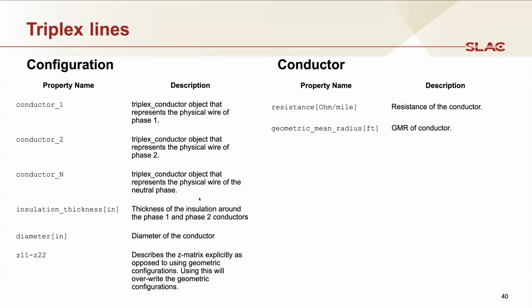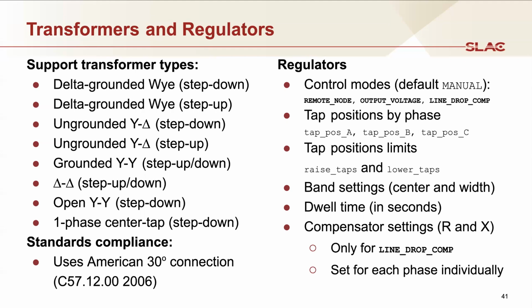All right, so for transformers and regulators, not all transformer types are modeled, but the most common ones are. And so these are all listed here. In particular, the single phase center tap transformers that are used to convert from a 3-phase to a triplex configuration, those are covered. All of the transformer models use the standard American 30-degree connection, that does the 30-degree phase configuration. So that standard is implemented entirely in all of these.